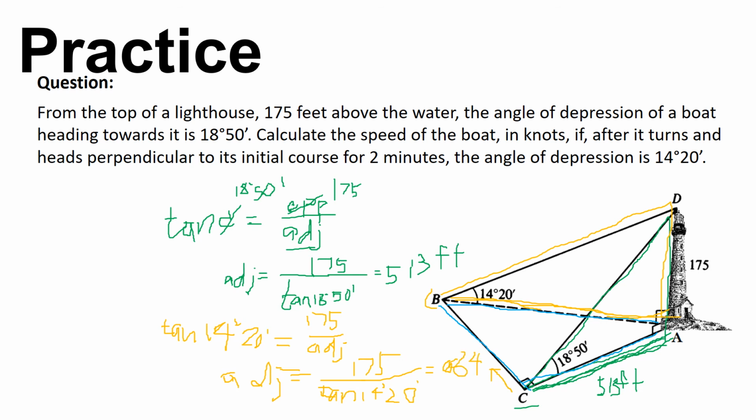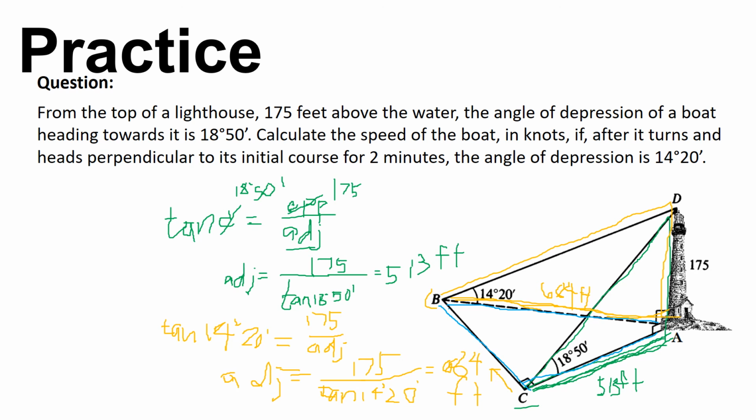684 feet. So that means that when the ship reaches point B, it is now 684 feet away from the lighthouse. Lastly, we will solve the third triangle or the blue triangle.